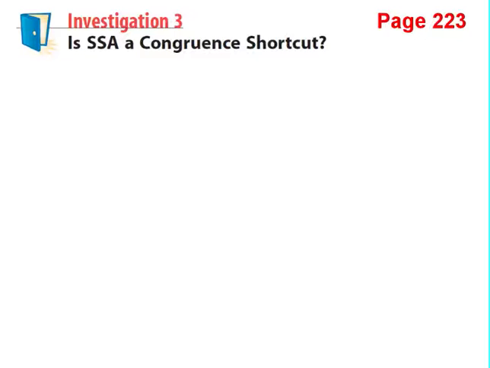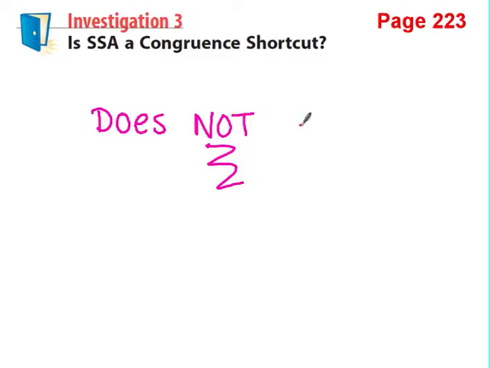What do you notice about that? Could it actually hit angle S more than once? Yeah, so actually we create 2 triangles. So SSA does not work. Sorry, I said that wrong: SSA does not work. So the only 2 options we have today are SSS and SAS.